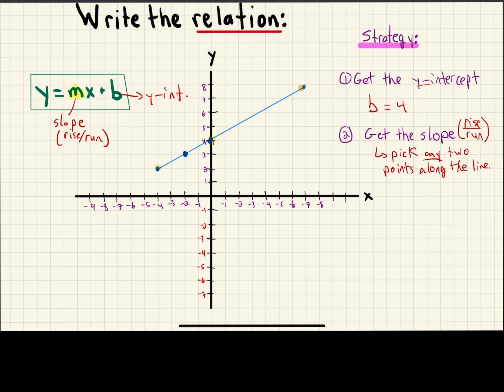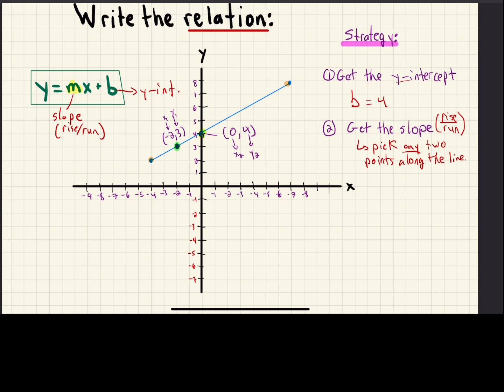So what I'm going to do here is a little bit unconventional. I'm going to pick this point and this point, and those are the points that I'm going to work with to get my slope. For the first point, it's at -2 and 3. And this, of course, pertains to the x value, and this pertains to the y value. And then at the y-intercept, I have an x value of 0 and a y value of 4.